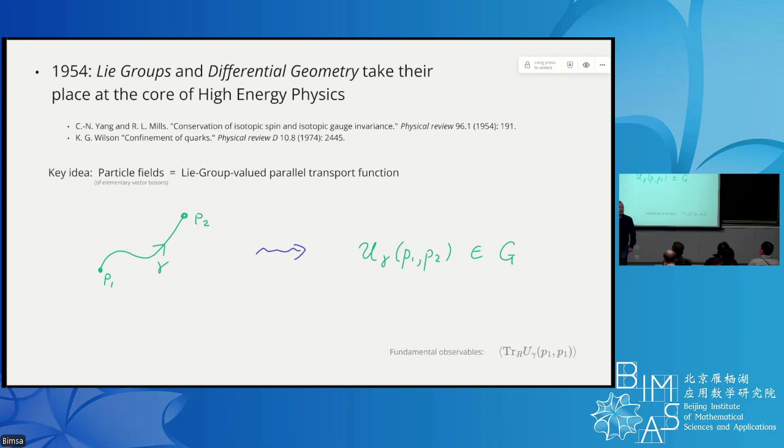So what is a Lie group valued parallel transport function? To every smooth path gamma from the point P1 to the point P2, it assigns an element of a Lie group in a uniform manner. It's smooth and nice, but what's most important is that it behaves well with respect to the composition of paths. For a composition of paths, it will assign the product of the two group elements. For the path walked backwards, it will assign the inverse group element.